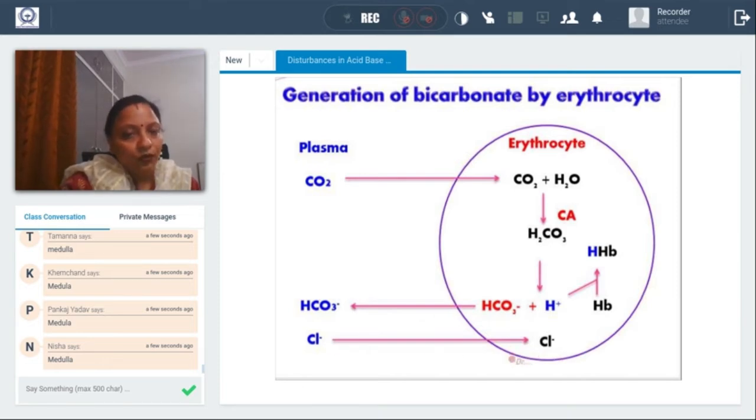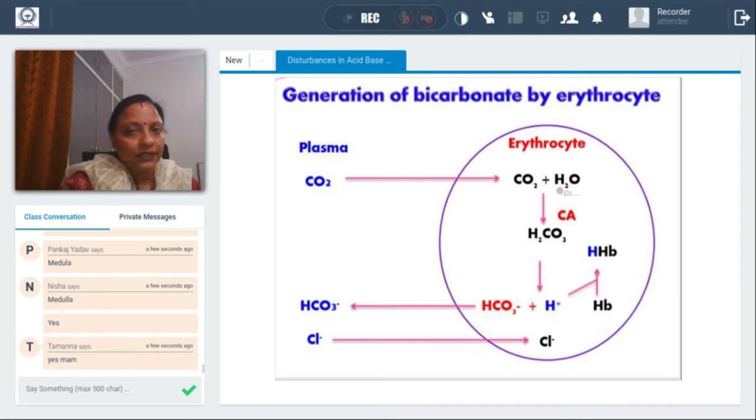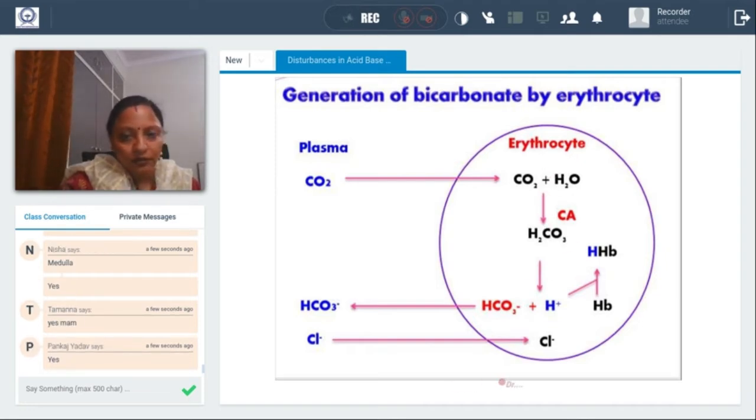Is it clear to all of you? Please write in the box. This is plasma or blood? It is RBC.